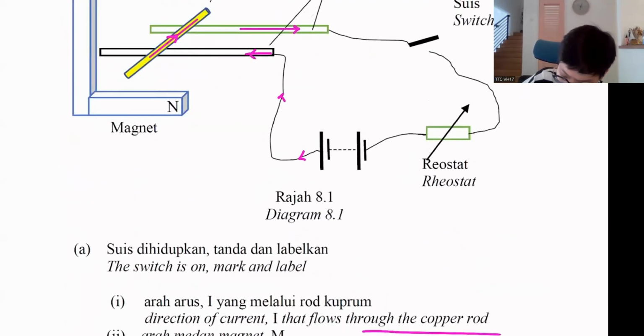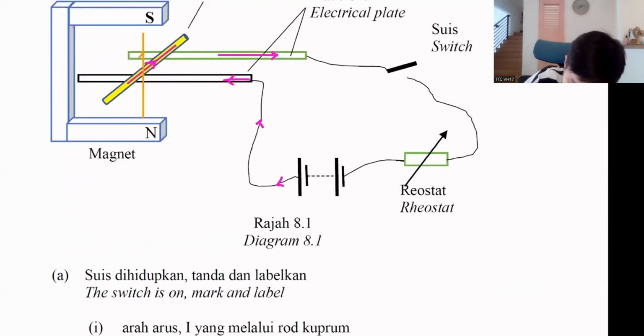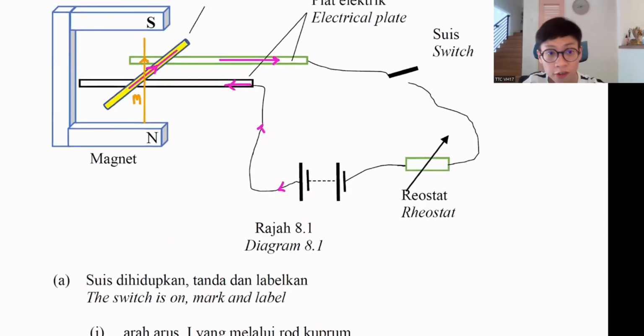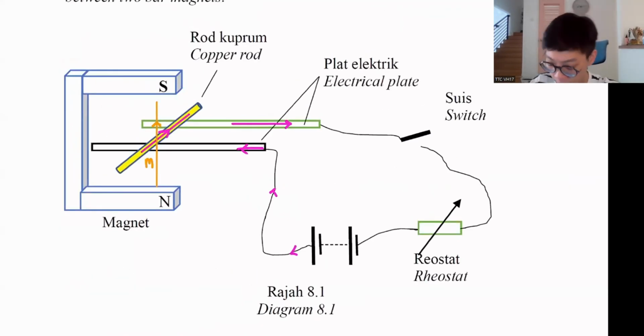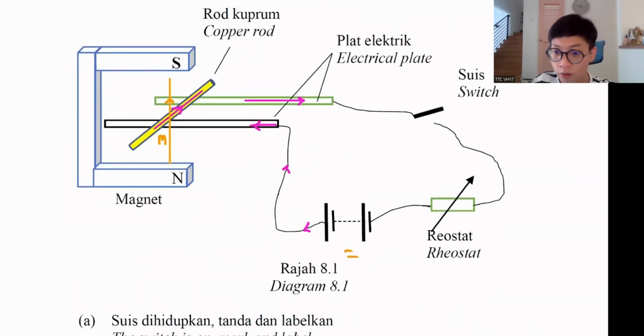Then, where's my magnetic field? I have to draw the magnetic field. The magnetic field is always north to south, right? So this is your direction of magnetic field. Is this left hand or right hand? Because there is current and the result is force, therefore it is the left hand. So where will this thing go? To the right hand side. So this is your force.